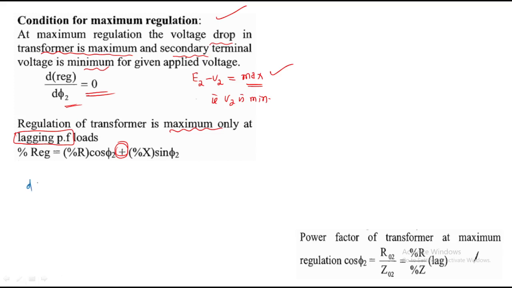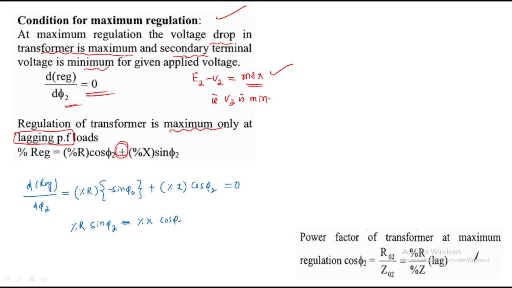differentiation of regulation with respect to d phi 2 equals what? This is percentage R. What about this? Minus sin phi 2, right? Plus percentage reactance drop into the differentiation of sin phi 2, which is cos phi 2, equals 0. So from this we can write percentage R sin phi 2 equals percentage reactance drop into cos phi 2. From this tan phi 2 is nothing but what?